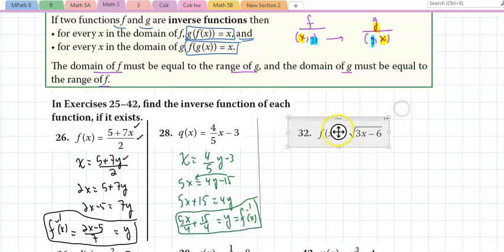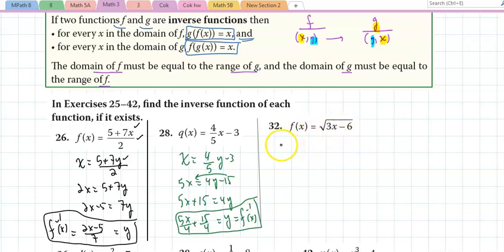32 is a bit trickier in the sense that I say, okay, well, I could do this. This is 1 to 1. I know that from the graph. Y equals, switch x with y.